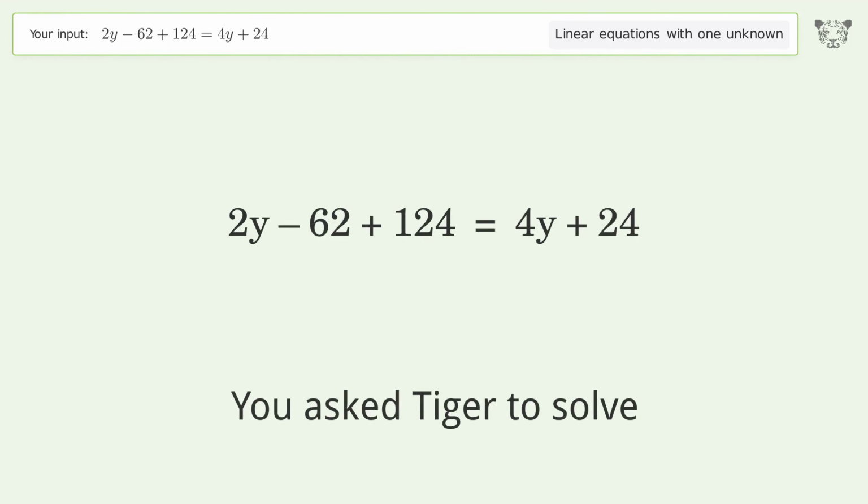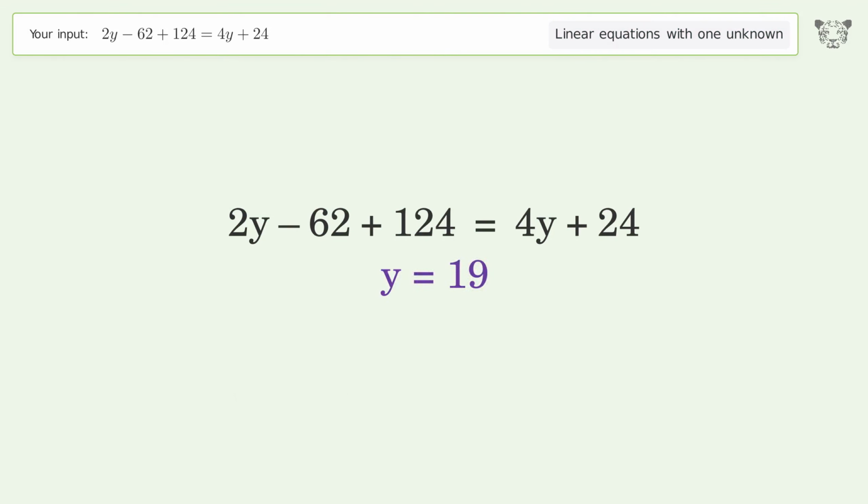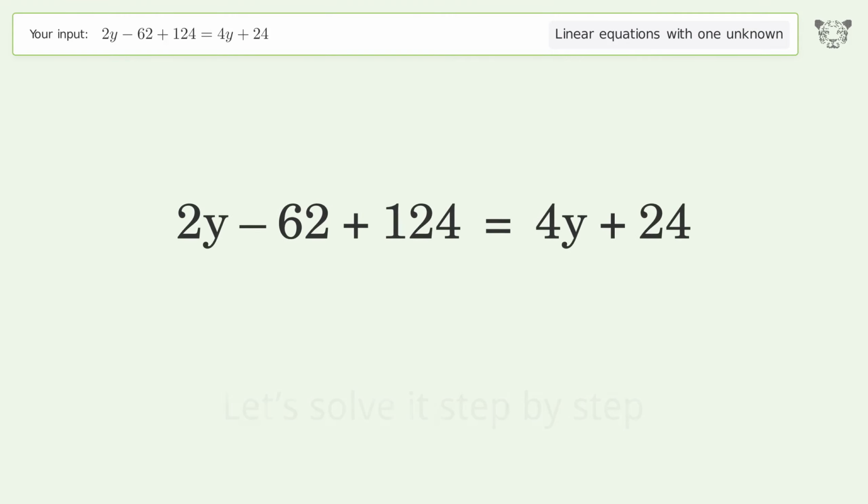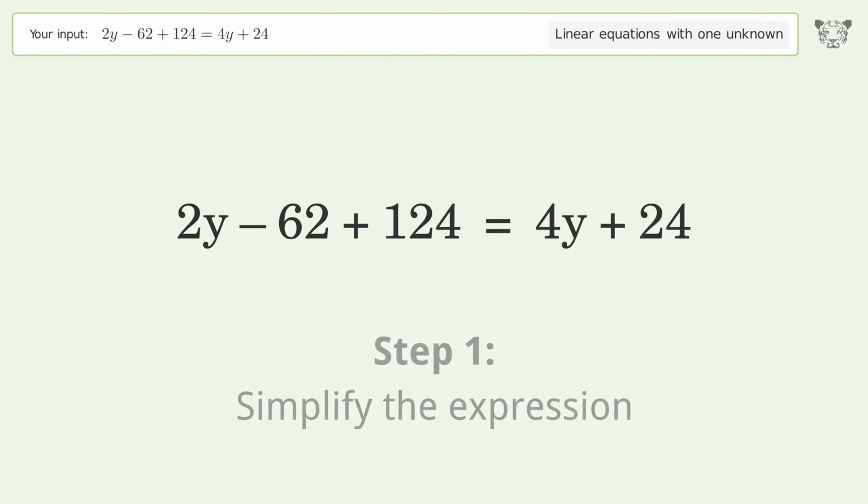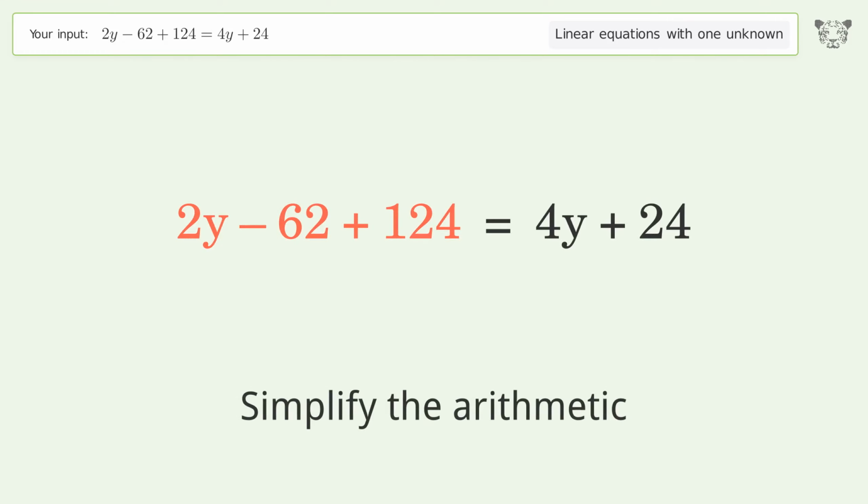You ask Tiger to solve. This deals with linear equations with one unknown. The final result is y equals 19. Let's solve it step by step. Simplify the expression. Simplify the arithmetic.